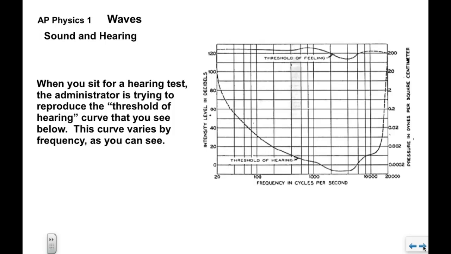Now everybody has at one time or another sat for a hearing test. Whoever gives you the test is trying to reproduce this curve that you see here. This is called the threshold of hearing, and what it shows is the intensity level that a particular sound needs to have in order for you to hear it. Across the bottom of this graph, you see the range of human hearing ranges from 20 hertz down here up to about 20,000 hertz.